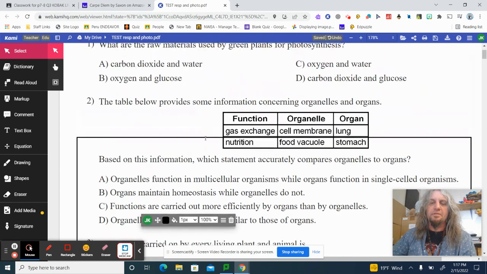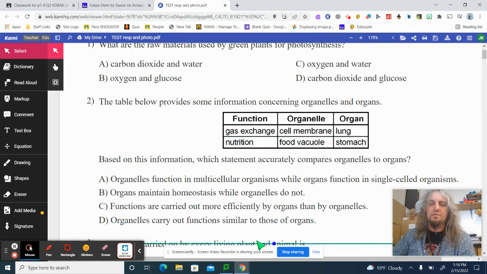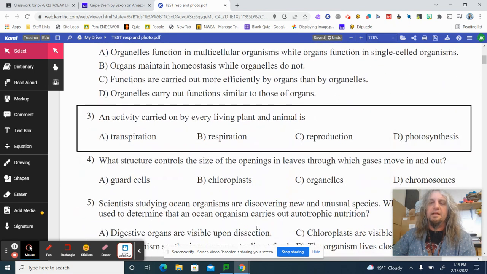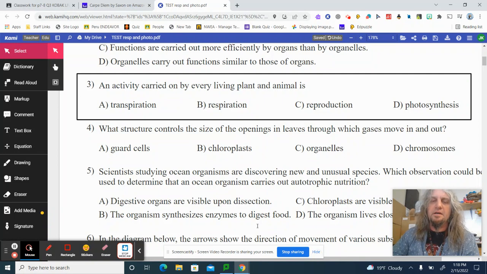All right, we're on to number three. Question number three. An activity carried on by every living plant and every animal is A. Transpiration, B. Respiration, C. Reproduction, D. Photosynthesis.